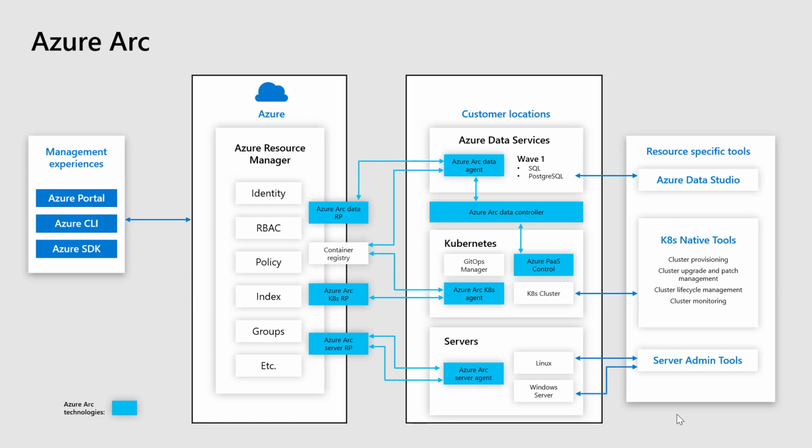So we have, for example, connection to Azure Data Services, which will come out in private preview relatively soon. And then we have Kubernetes management, and I just showed you the server management, or the Azure Arc Server Resource Provider, which basically allows you to manage Linux and Windows servers.